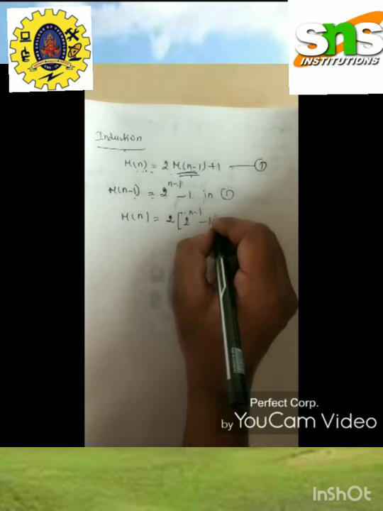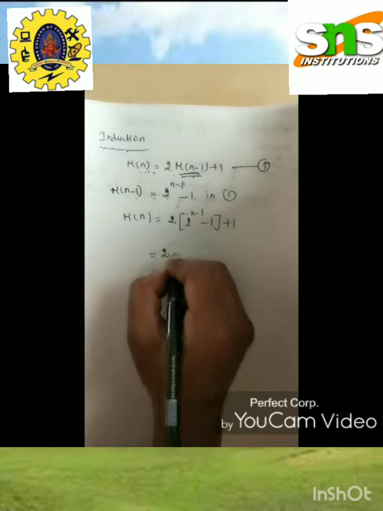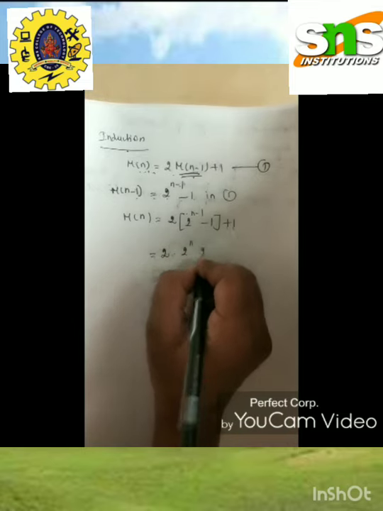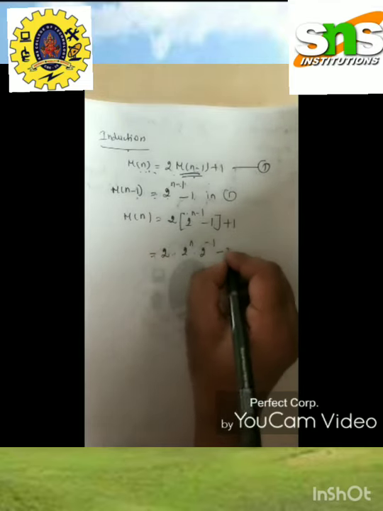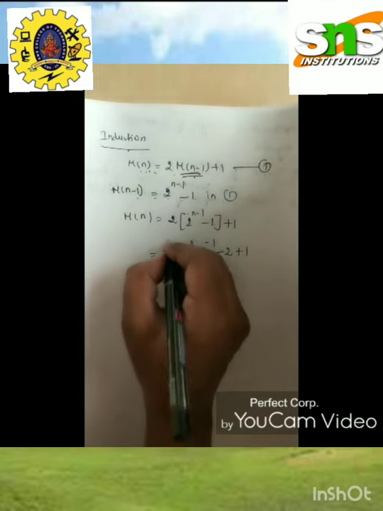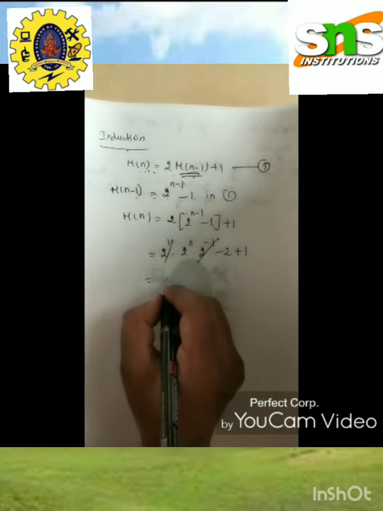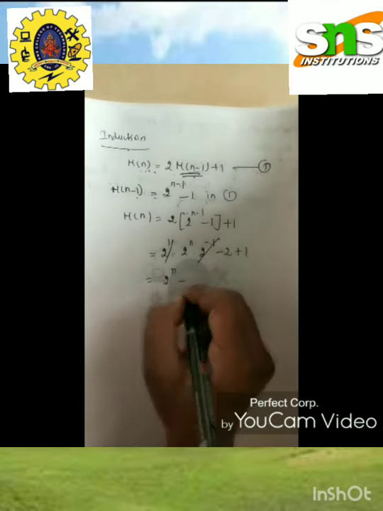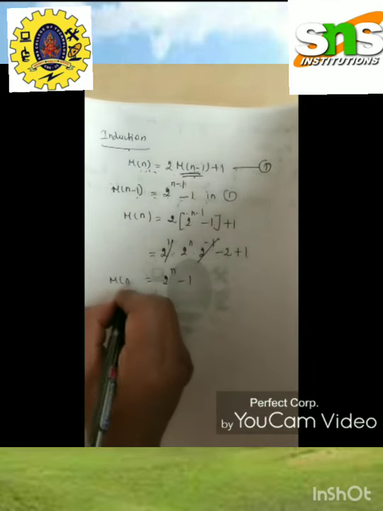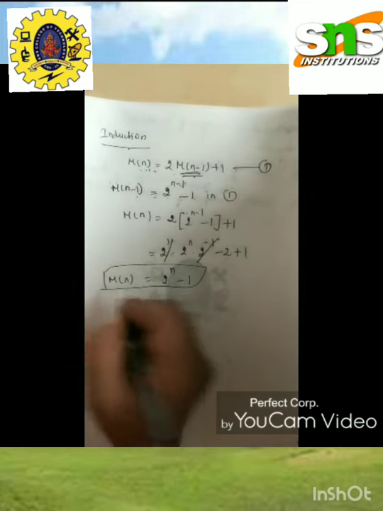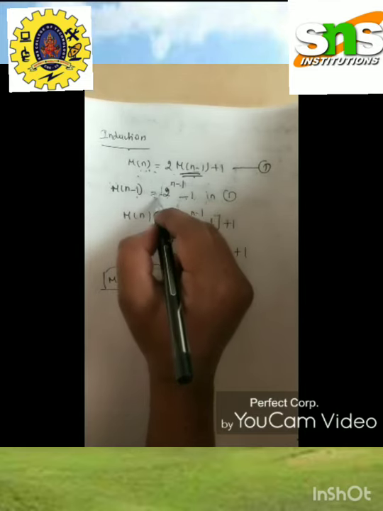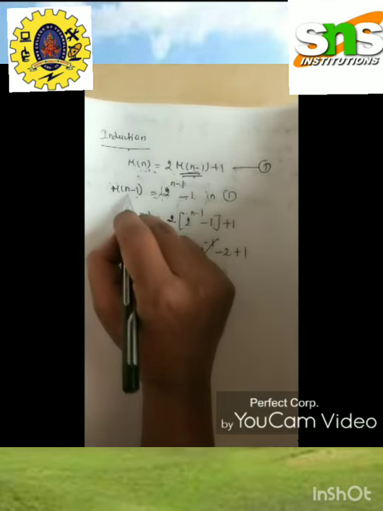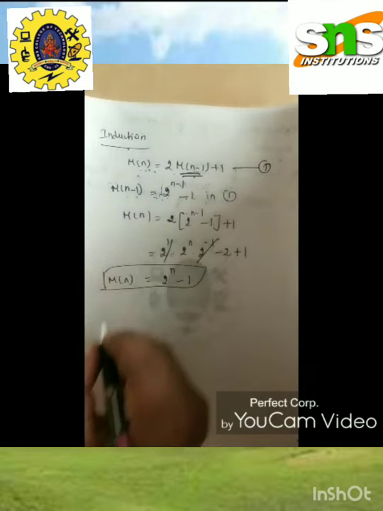So why are we using this different substitution method? To prove the correctness of your algorithm. 2 into 2 power n into 2 power minus 1, minus can multiply with minus 2 plus 1. Okay, this is 2 power 1, this is getting cancelled. 2 power n minus 2 plus 1, 1. Okay, so m of n is equal to 2 power n minus 1. Okay, because this value I derived from the previous basis, so I substituted it for n minus 1. Okay, so hence proved.